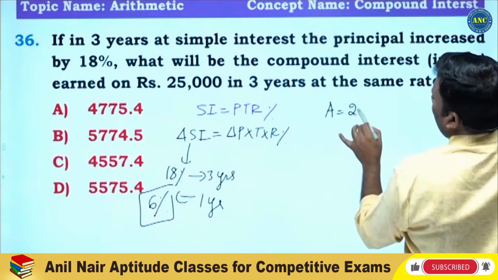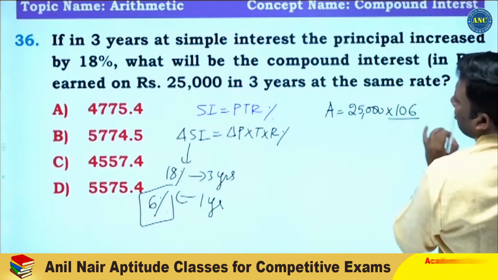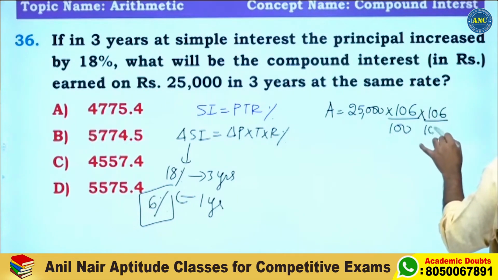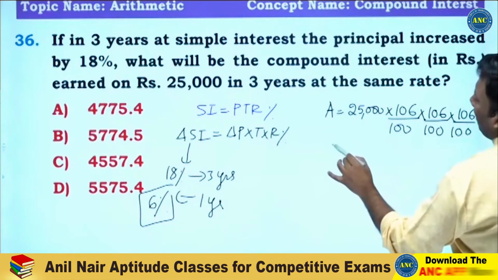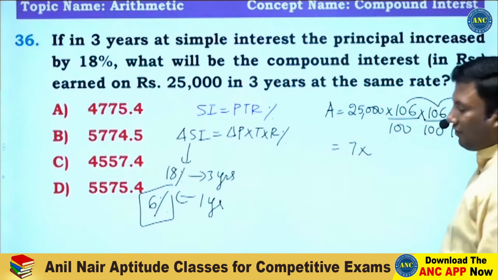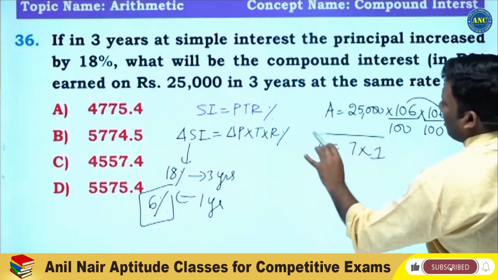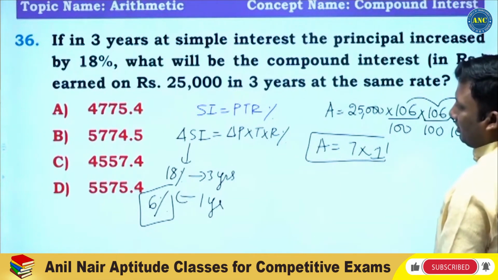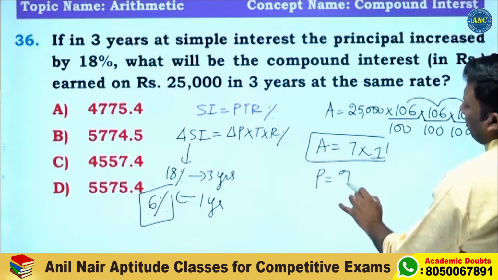Calculate the amount. The amount is 25,000, and every year there is an increase of 6 percentage: 106 by 100, 106 by 100, 106 by 100. 25 is 7, then 7 times 7 is 7, and 343 has digital sum 1. So the amount's digital sum is 7. The principal's digital sum is also 7.